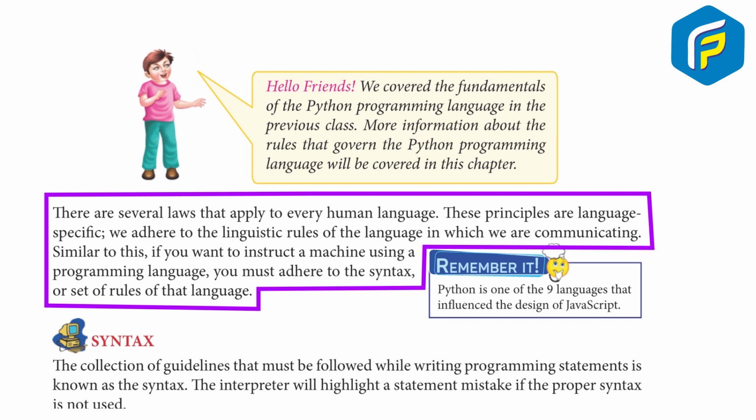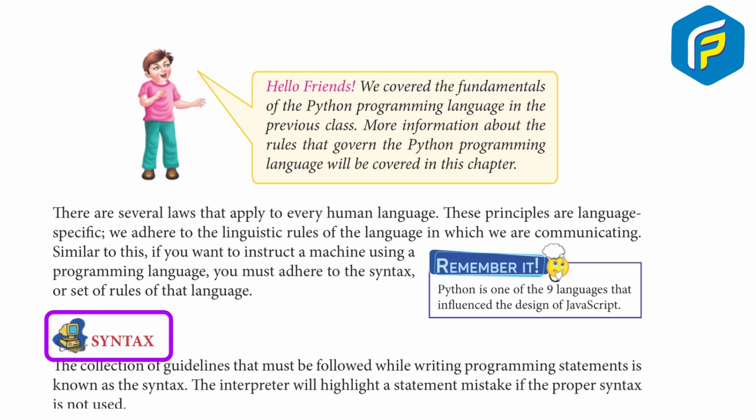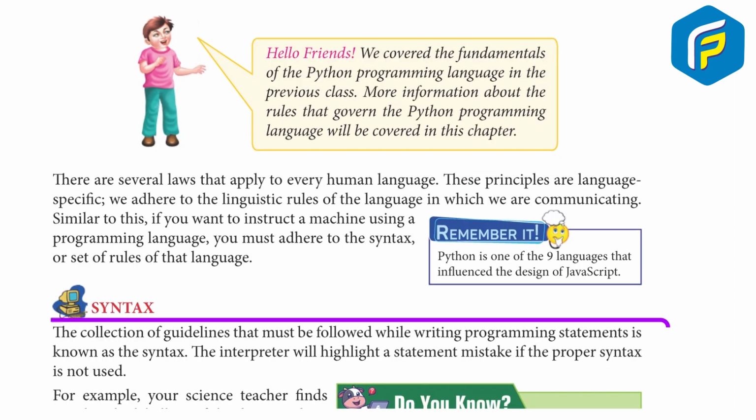Similar to this, if you want to instruct a machine using a programming language, you must adhere to the syntax, or set of rules, of that language. Remember it, Python is one of the 9 languages that influenced the design of JavaScript. Syntax: the collection of guidelines that must be followed while writing programming statements is known as the syntax. The interpreter will highlight a statement mistake if the proper syntax is not used.